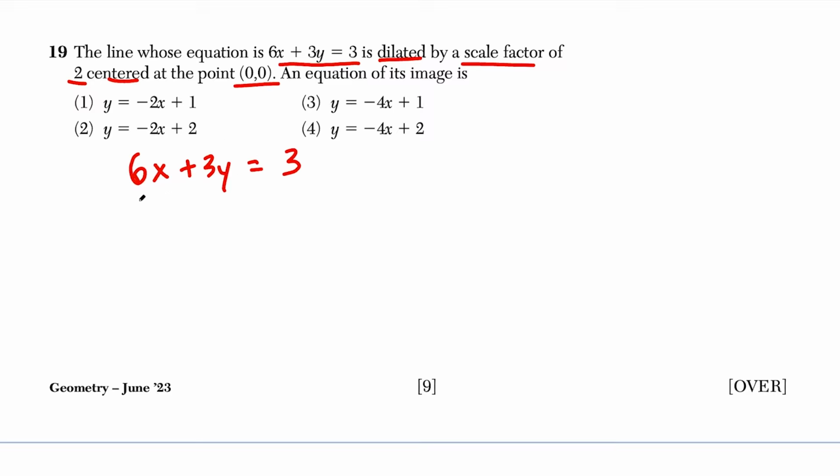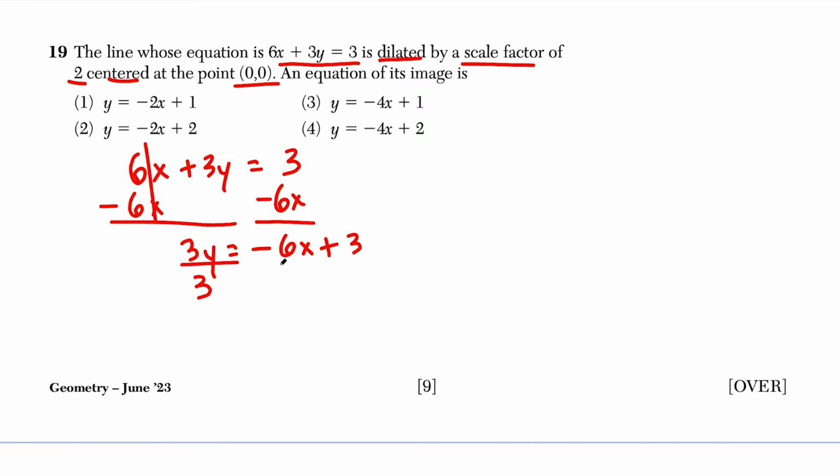So we're going to start off with this, and we're going to subtract 6x on both sides, because our goal is to get y by itself. So now 6x minus 6x cancels. We have 3y equals minus 6x plus 3. And now we're going to divide everything by 3 to get y by itself. So we divide everything by 3, and we're going to have y equals negative 6 divided by 3 is negative 2. So we have negative 2x plus 3 divided by 3 is 1.